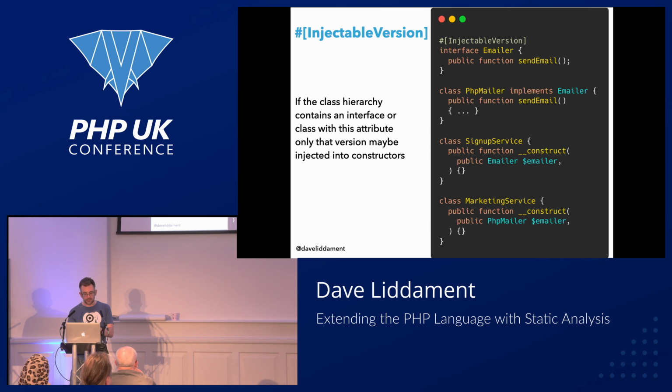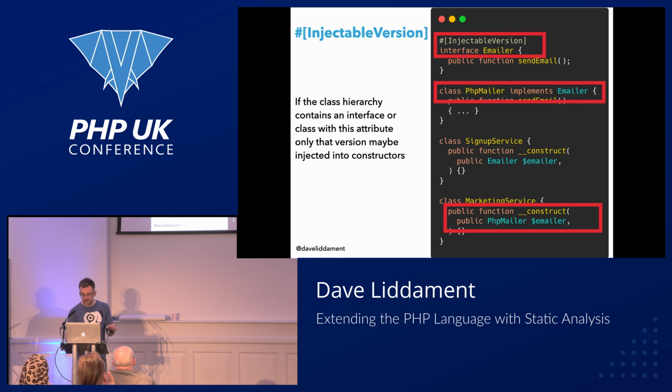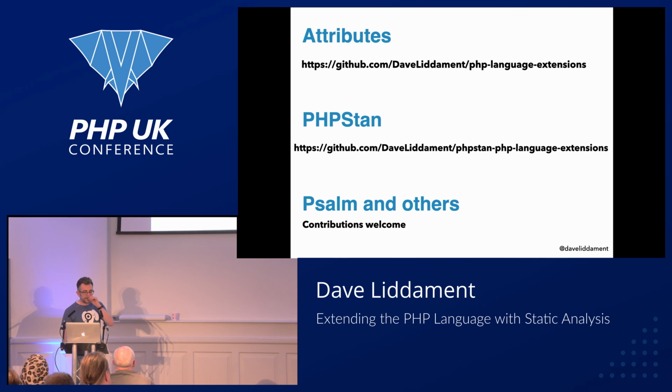But if we have something that implements emailer, like PHP mailer, and if we try to inject PHP mailer into something, then what would happen is we look at the constructor, we say it's got something of type PHP mailer, we look at PHP mailer and say, well, that implements emailer, and emailer has got the injectable version on it. So we've got the wrong type declaration. We should be using emailer, not the more concrete version of it. So in this case, static analysis will tell us off. Anyway, if you're interested, have a look at it.